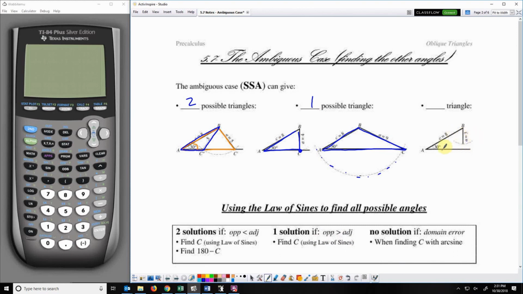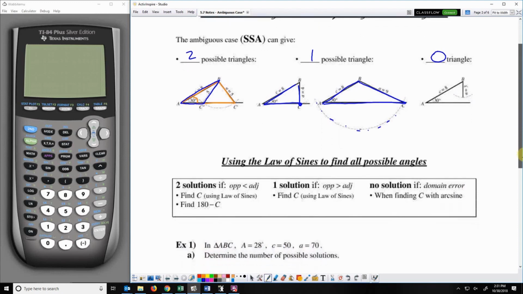And in this case, I've got an 8, 3, and 30, and that 3 is not long enough to touch that third side at all, so there's no triangles there. So when you are given two sides and a non-included angle, there could be 1, 2, or even 0 triangles.